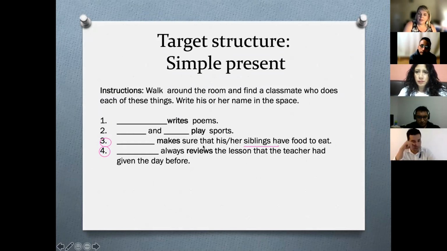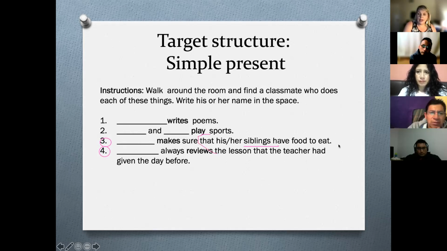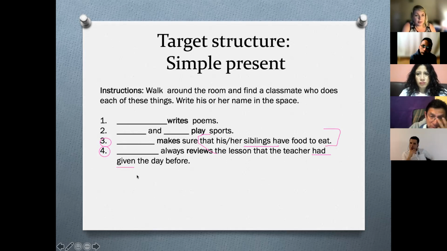If I have a sentence, make sure that, and I have a subordinate clause, right? Take a look at number 4, that the teacher had given the day before. Had given, past perfect? This is the level of the language. 1 and 2 are fine, but 3 and 4, the level of the language is way too complex for students studying simple present for the first time. Okay, that's what's wrong with this activity.